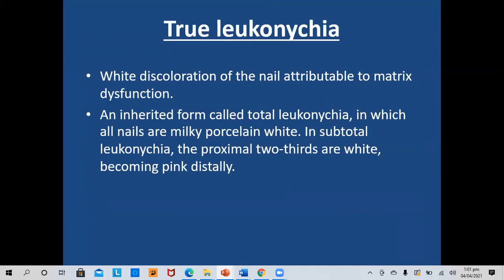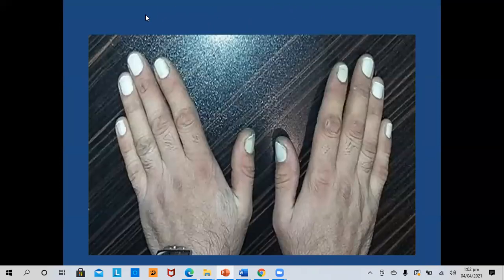True leukonychia. White discoloration of the nail is attributed to matrix dysfunction. Inherited form is called total leukonychia, in which the nails are milky porcelain white. In subtotal leukonychia, the proximal two-thirds are white, becoming pink distally. So this is total leukonychia.